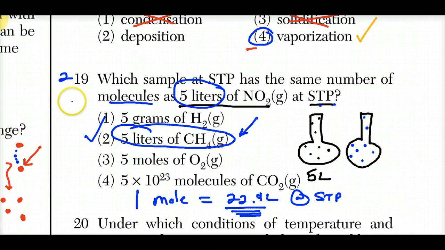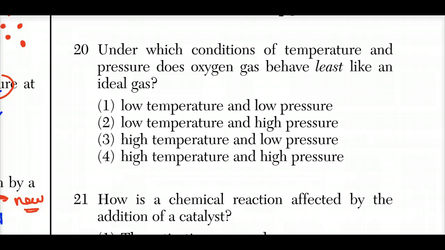Same volume, same temperature, pressure, same number of molecules. Number 20 states, under which conditions of temperature and pressure does an oxygen gas behave least like an ideal gas? Okay, well, an ideal gas is like an ideal student.